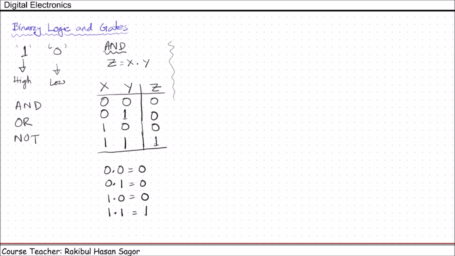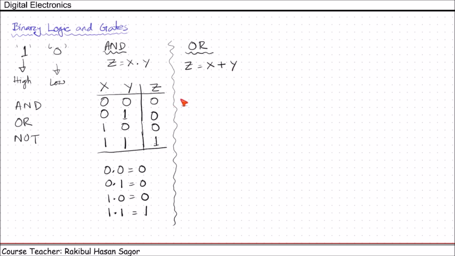Now let's see the function of the OR operation. This operation is represented by a plus symbol, for example, z equal to x or y. Though I have written plus here, it is generally said OR. Now, if x equal to 1, y equal to 1, then z will be equal to 1. If x equal to 1, y equal to 0, z will be equal to 1. If x equal to 0, y equal to 1, z will be equal to 1. If x equal to 0, y equal to 0, then z will be equal to 0.